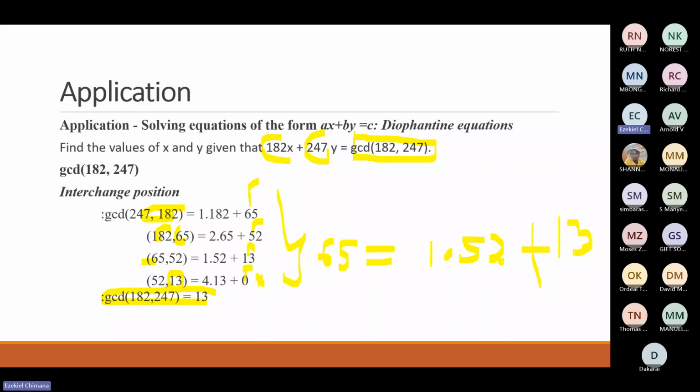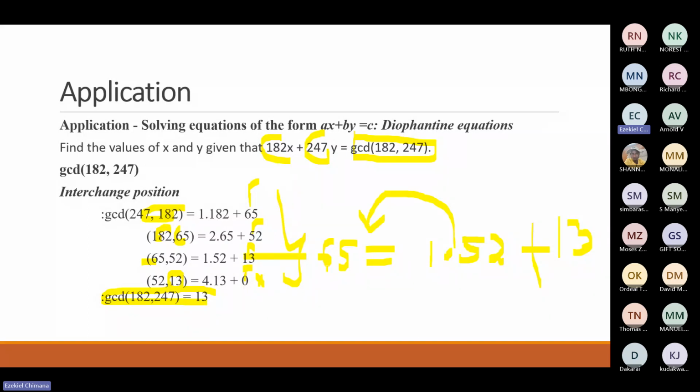So if we look at this one, remember we have got an equation which says 182x plus 247y is equal to 13. So it means we can make this one the subject of formula and then have something that will most likely go in the right direction. Let's leave 13 on its own side and push everything to the other side. So from this step, I'm sure we can confirm this is what we have. So we can take this one to the other side.